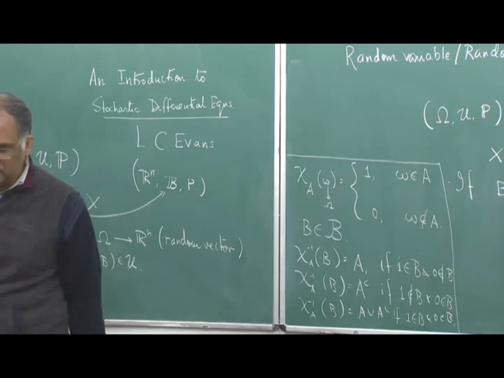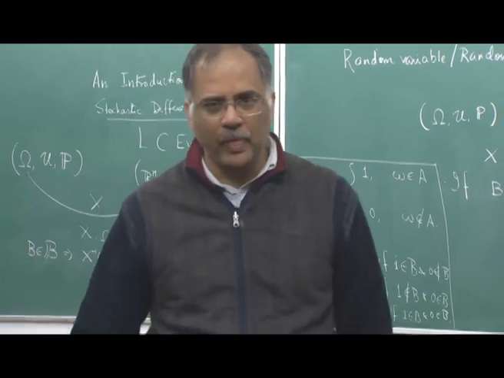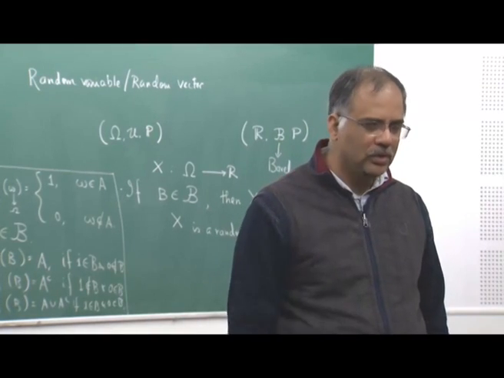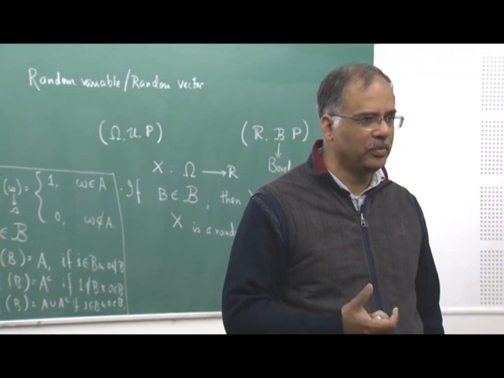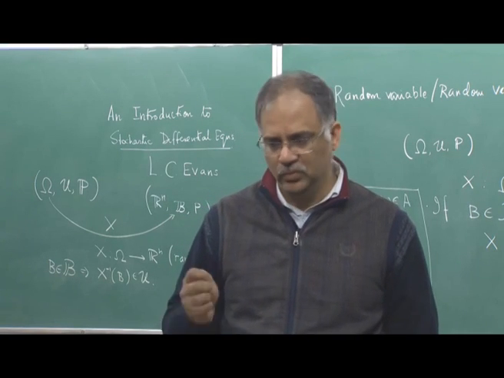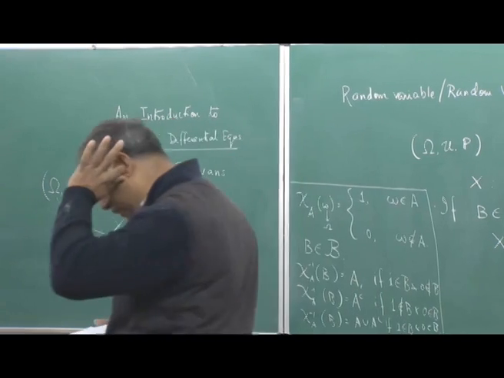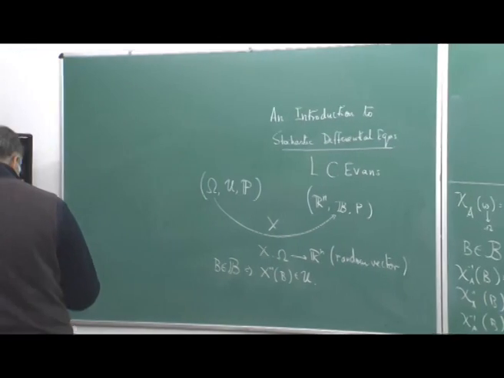This is one example. Other simple examples are head and tail. When you toss a coin, let us denote by a random variable the number of heads that come when I toss a coin. It can be either 0 or 1. That's the sort of thing. So, that is the way you define a random variable.